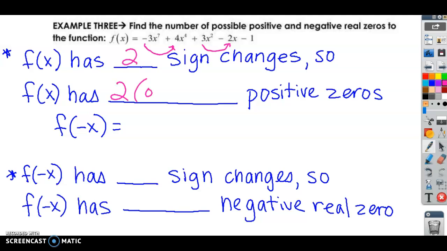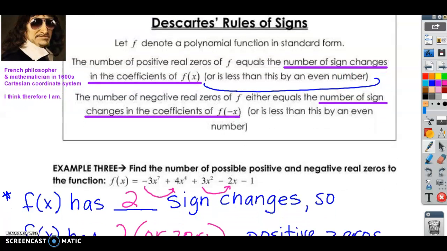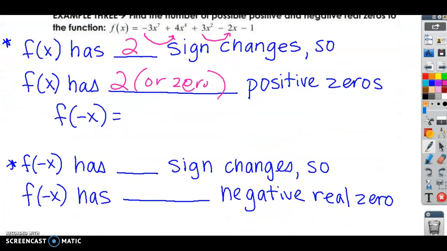Okay, you subtract 2 from that, whatever that number is. You could also have, see it says up here, or is less than this by an even number. So if you had like 5 changes, 5 minus 2 is 3. So it could be 5 or 3, or it could be 1.